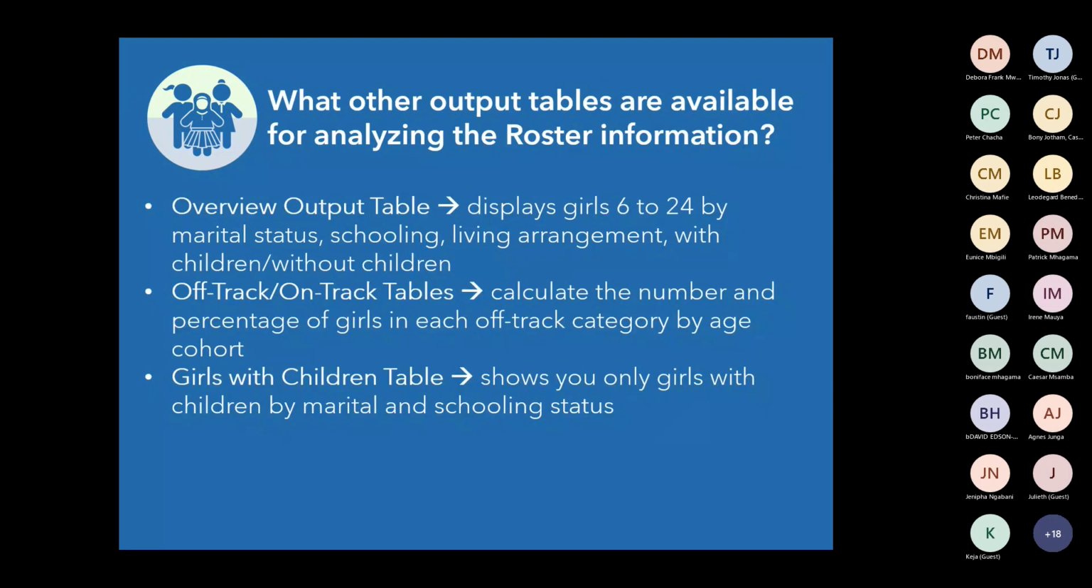So just so you know, what are the output tables available for analyzing the roster information? We have the overview output table. That was the first one I went through. It displays girls 6 to 24 by their marital status, schooling, living arrangement, or without children. Then we have the off-track, on-track tables. They calculate the number and percentage of girls in each off-track category by those age cohorts. 6 to 9, 10 to 12, 13 to 14, 15 to 17, 18 to 19, 20 to 24. Actually, sorry, only 6 to 17. I apologize. And then the girls with children table shows you only girls with children by marital and schooling status. So if you just wanted to know about girls with children, then there's a table to allow you to do that.